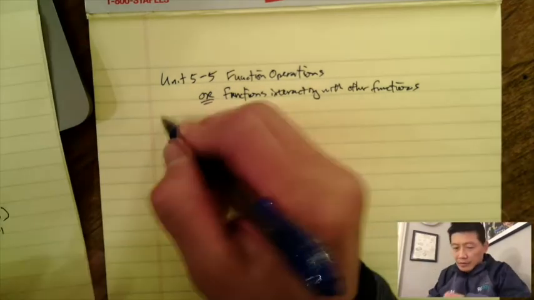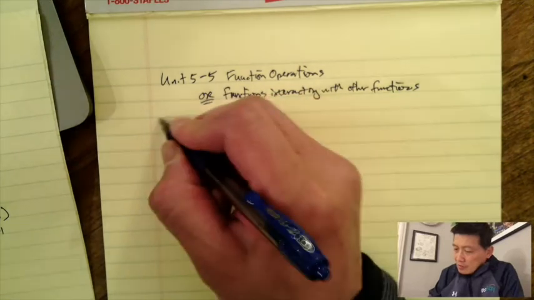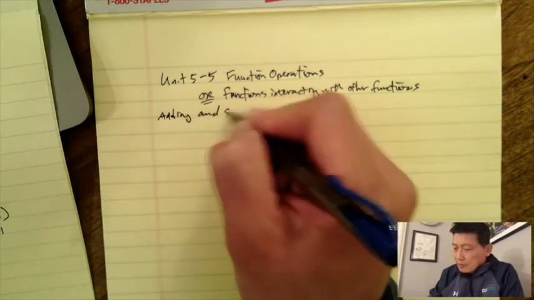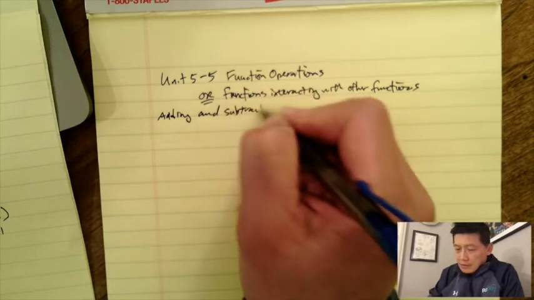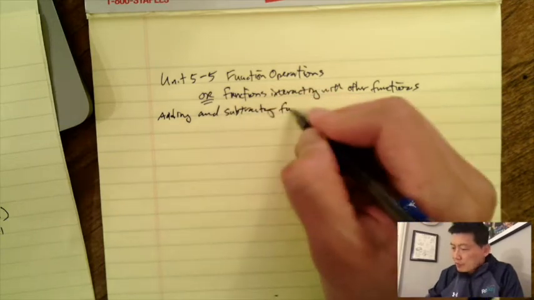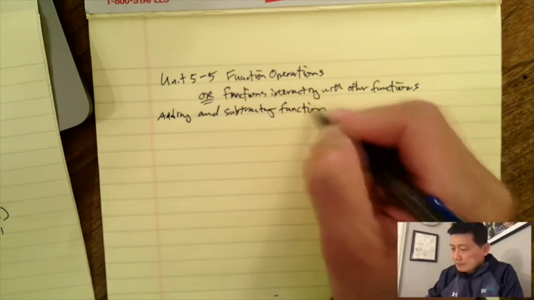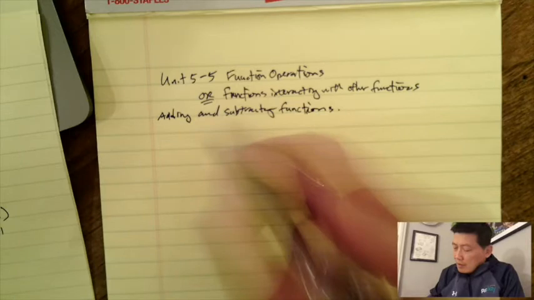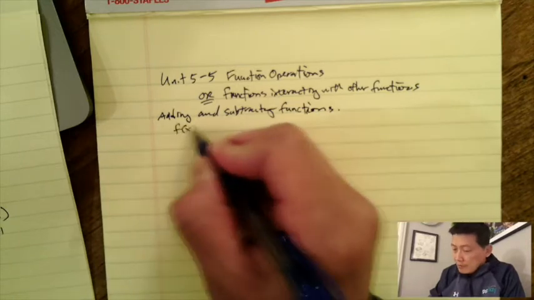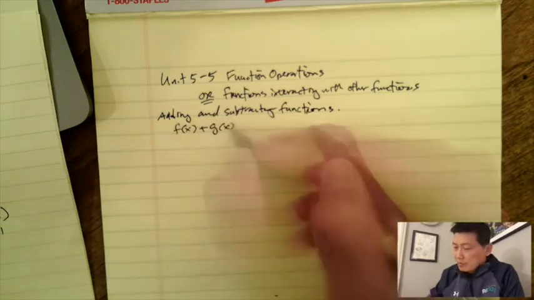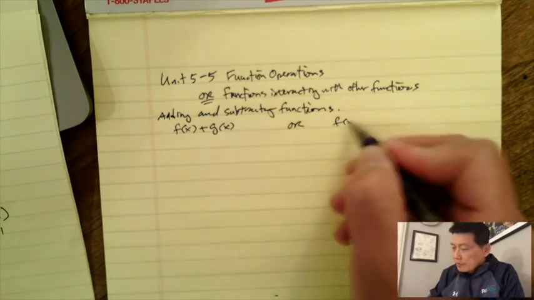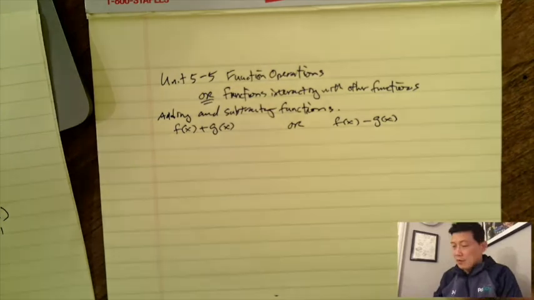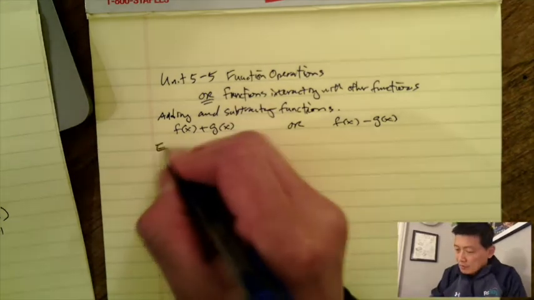Okay, the first is adding and subtracting two different functions. So that simply means you got f of x plus g of x, or f of x minus g of x. Okay, that's not too hard, right? So here you go. One example.